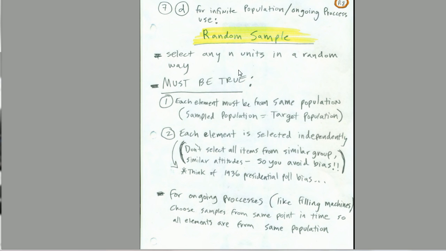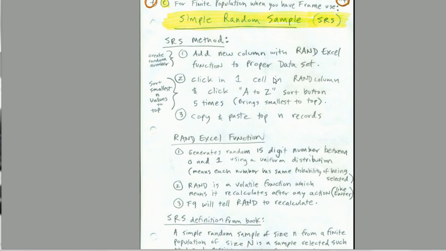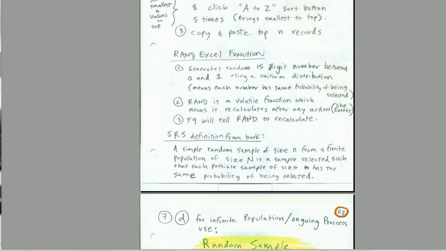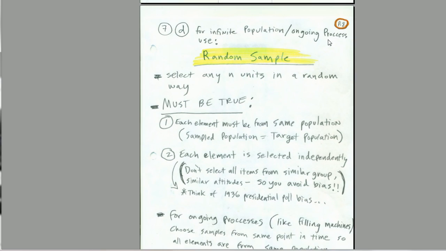Now, for an ongoing process, people walking in, or an infinite population, remember, we don't have that frame, that list. If we look up here, for simple random sample, we're actually going to have the frame sitting right there. So that's all of the items that are sampled and the target. But down here, if it's infinite or ongoing process, we have to be really careful that the sampled population is equal to the target population.